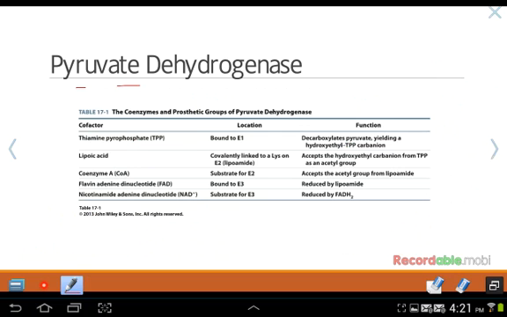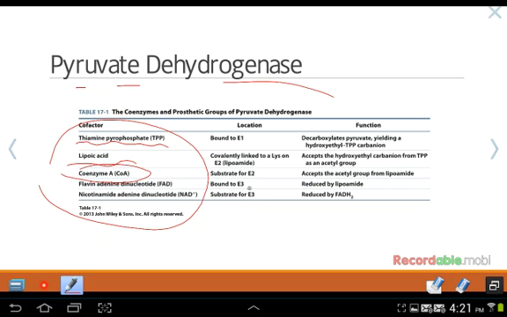So if you may have noticed, pyruvate dehydrogenase has a number of different cofactors. Thiamine pyrophosphate, TPP, lipoic acid, coenzyme A is a cofactor for E2, FAD is a cofactor to E3, and then the NAD+ is a cofactor of E3 as well. So it's a very, very busy enzyme complex.